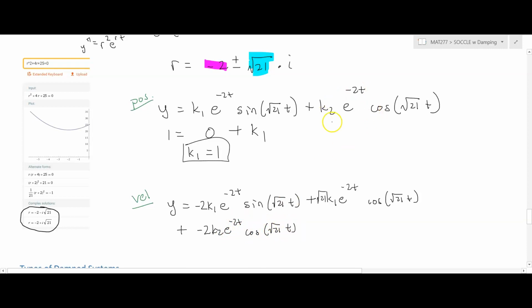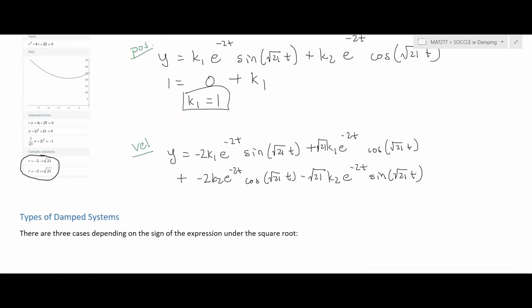That's the derivative of e to the negative 2t times cosine untouched, plus the first untouched times the derivative of the second, which will give us a negative, since the derivative of cosine is negative sine, and it'll be negative square root of 21, k2 e to the negative 2t sine of square root of 21t. So it gets a little bit messy because of the two product rules in there.